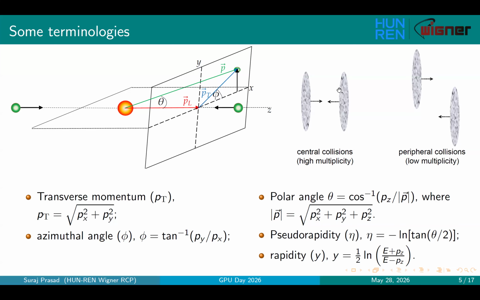Then, depending upon the impact parameter, collisions can be classified into different centralities. If the ions collide with almost zero impact parameter, we have central collisions, where the final state charged particle multiplicity is high. And if they collide with large impact parameters, the collision is termed a peripheral collision, where we have low multiplicity.